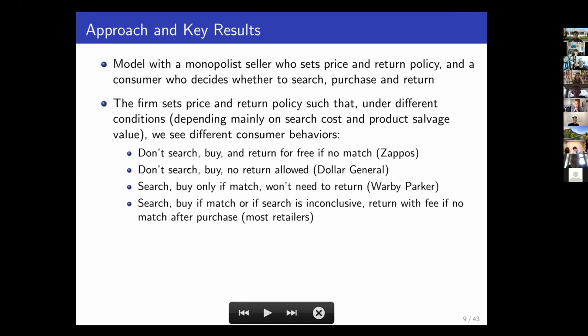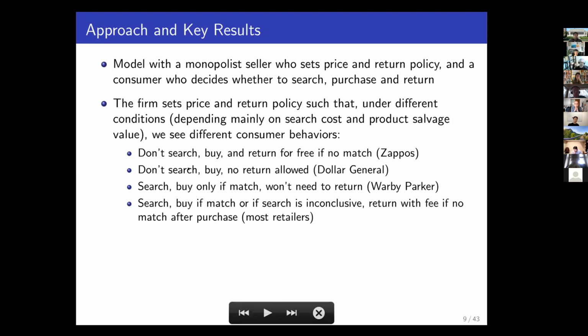Some of the key results we find: by setting the price and the return policy under different conditions, which mainly depend on the search cost and salvage value and some other things, we do see very different consumer behaviors. We see the case of no search but purchase and return for free, which I call the Zappos case. We see the case of no search, buy, and returns are not allowed, which is like Dollar General, a dollar store that doesn't allow returns. We see the case of search, buy only if you find a match, and then you won't need the return, and the return policy is basically irrelevant.